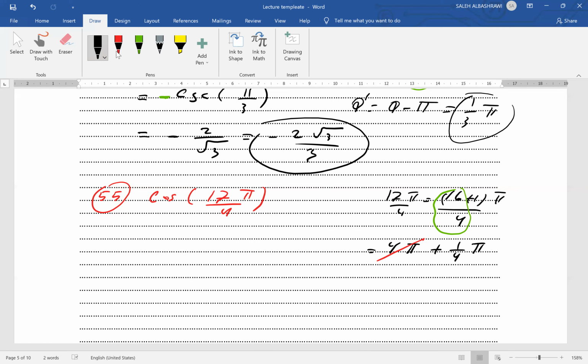So I can say theta prime is equal to 1 over 4 pi, which is in the first quadrant. And the sign of the cosine in the first quadrant is positive. So this can be written as plus cosine of 1 over 4 pi, or pi over 4, which is equal to plus square root of 2 divided by 2.